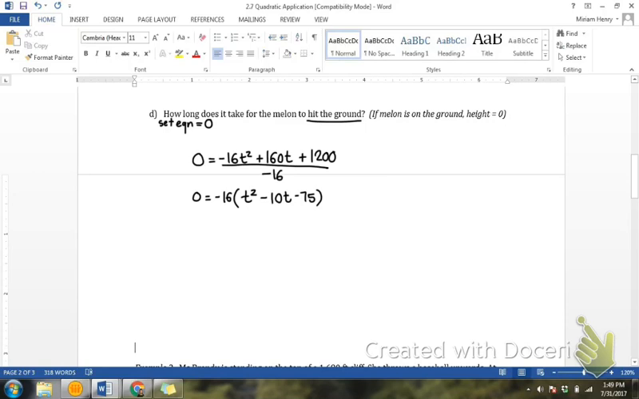So really, this 16 is gone, so we can kind of forget about it. And now we know how to factor t squared minus 10t minus 75, right? Let's get our x factor going.